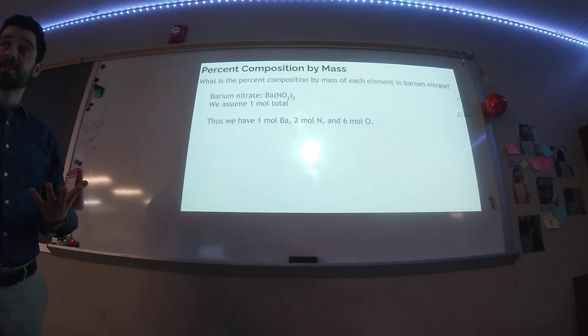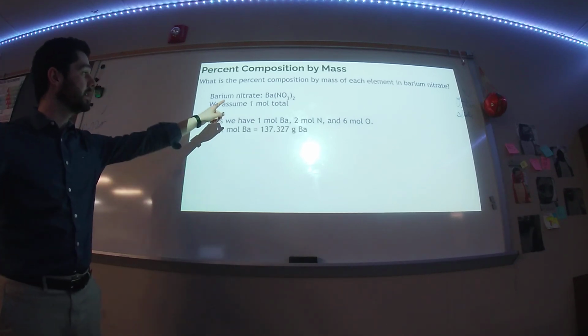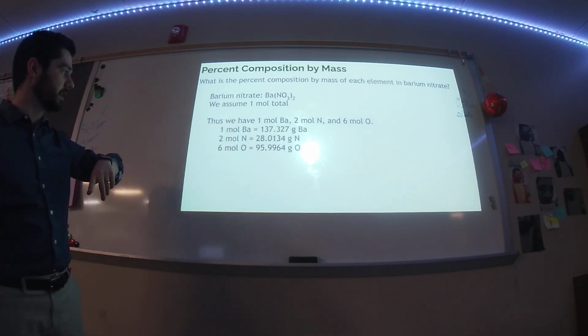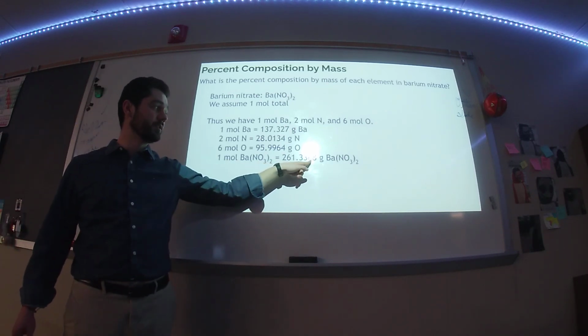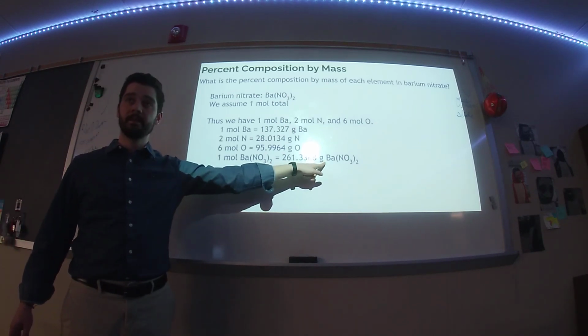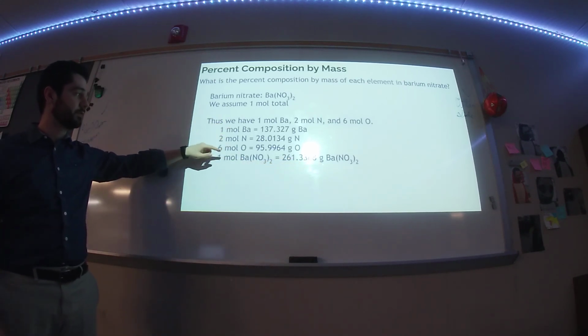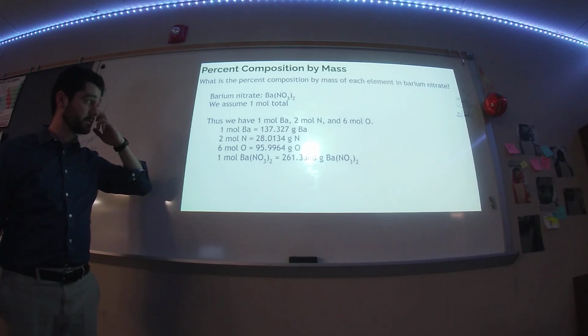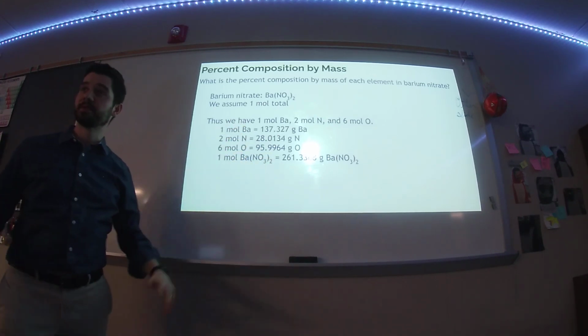So first thing I need to do is calculate the total mass. So the total mass of barium nitrate is, oops, did I not put it on the bottom? That was dumb. It's on the bottom, 261.3368 grams. And then I'm just going to take the mass of each of those elements with how many moles they are. And then I set up my ratios. I'm going to divide all of them and get my percentages.